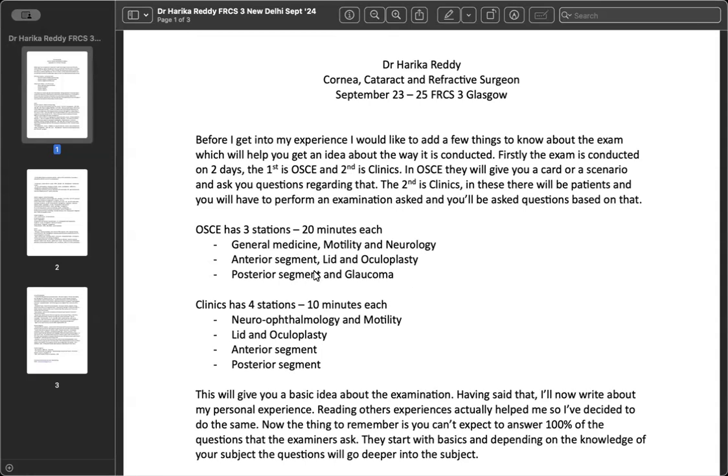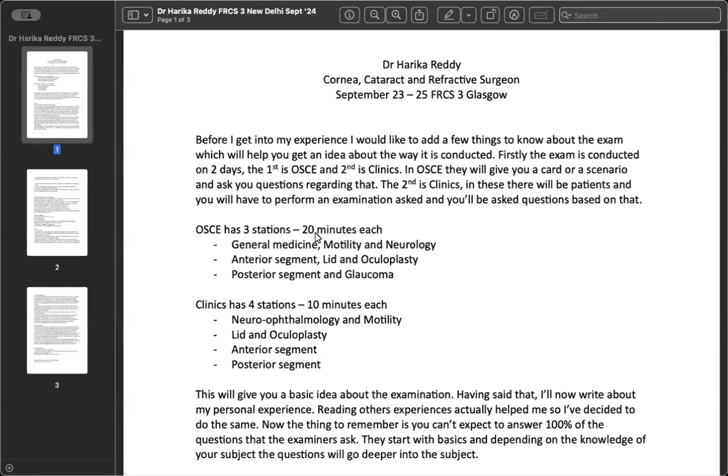Let's say there are 3 stations, right? So they will have 6 tables and 2 examiners each. And you will be divided into morning half and afternoon half. In the afternoon half, 6 of you will go at a time, and then you will come out after 20 minutes, and then your stations will change. Okay, so that's how it works.